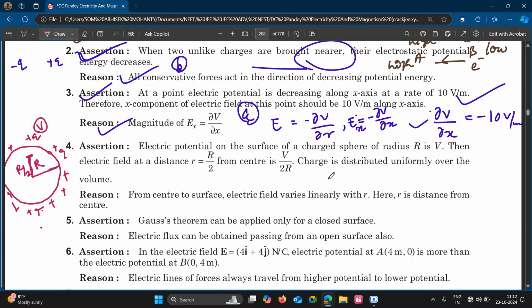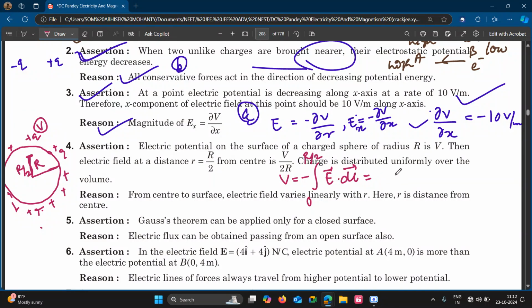On the surface, electric potential is V. Electric field at a distance r by 2. Okay, this question we have to do with this formula. If you remember, integration E dot dl is equal to what? V is equal to minus integral E dot dl, right? If you remember, and the limit will be 0 to r by 2.